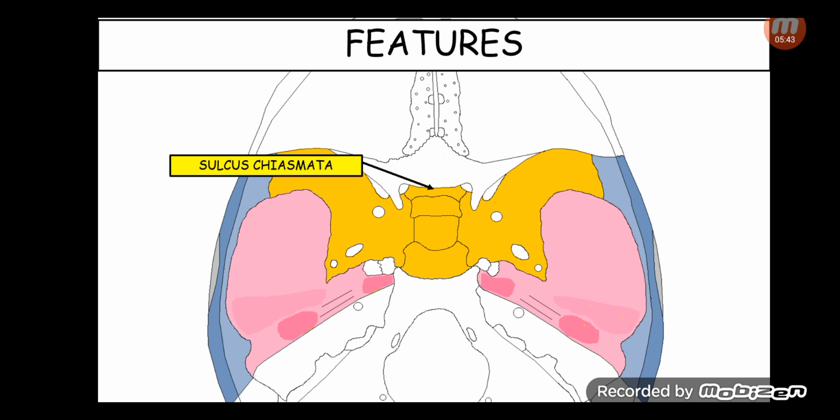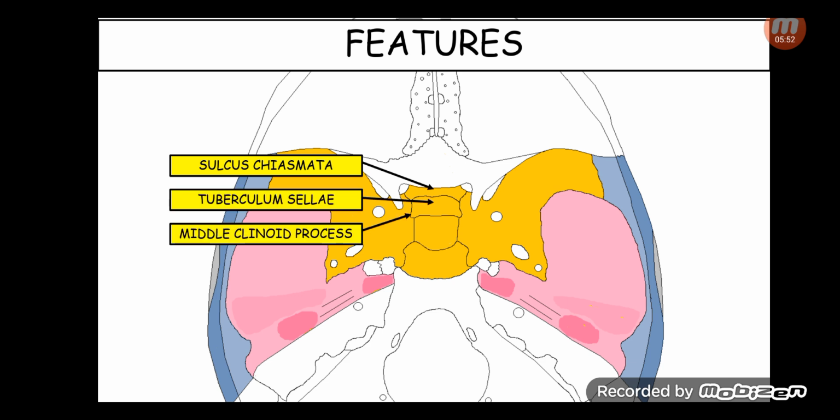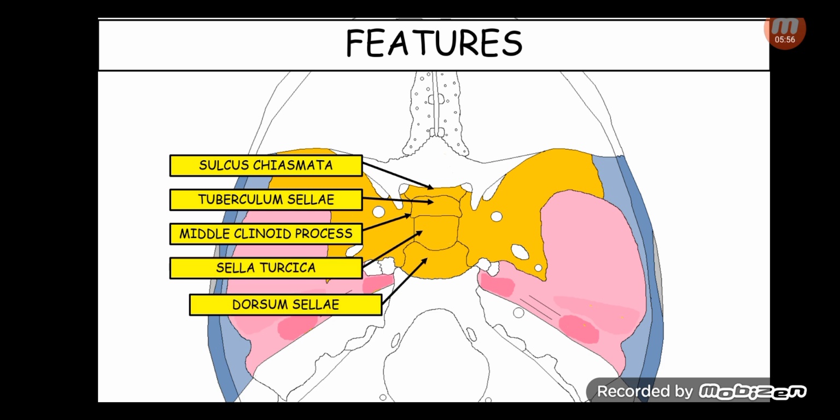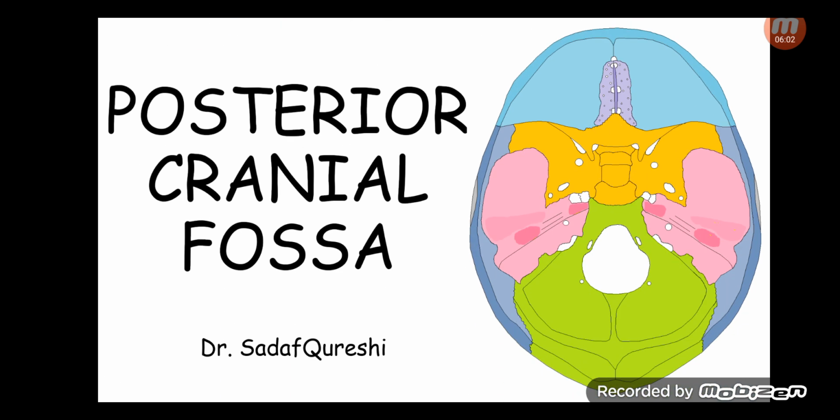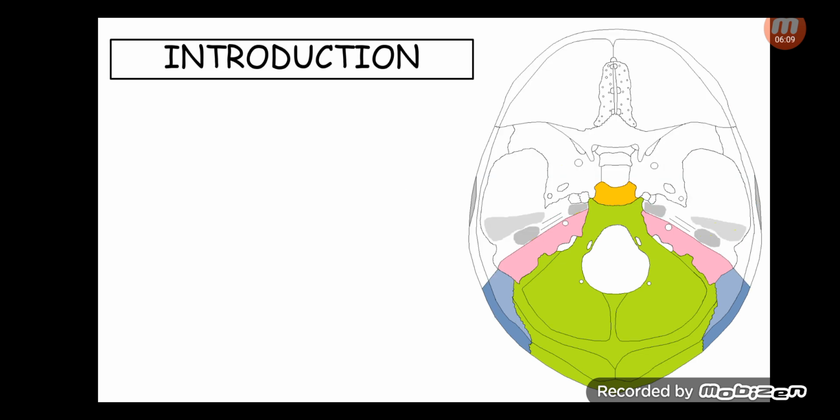And we have some other features that are in the middle part of the middle cranial fossa. There are sulcus chiasmatis. Then we have posterior tuberculum sellae. Then we have middle clinoid process, sella turcica, and we can appreciate the dorsum sellae and posterior clinoid process. So this was all about the middle cranial fossa. Now we will move to the posterior cranial fossa.